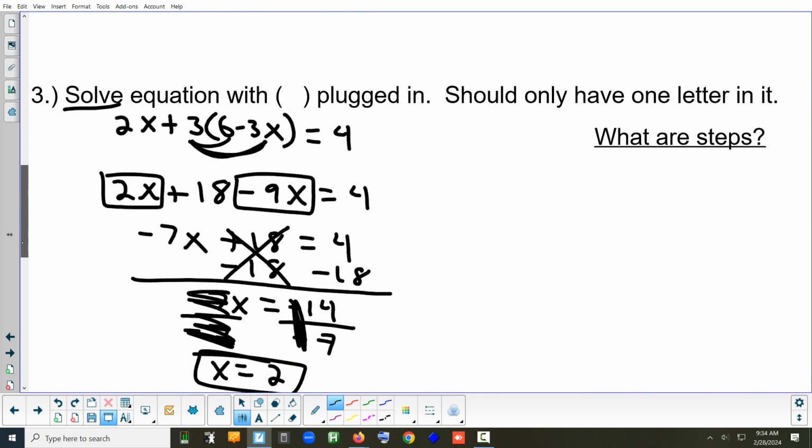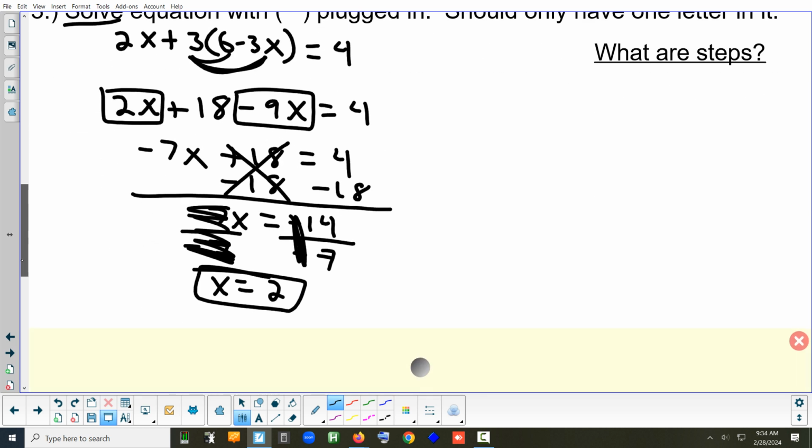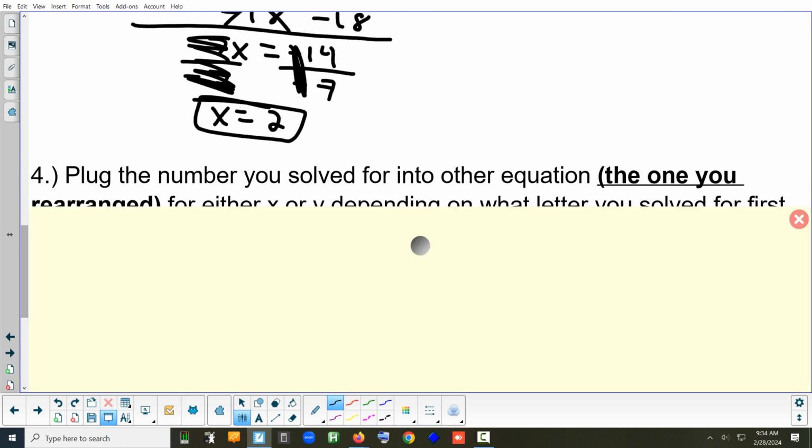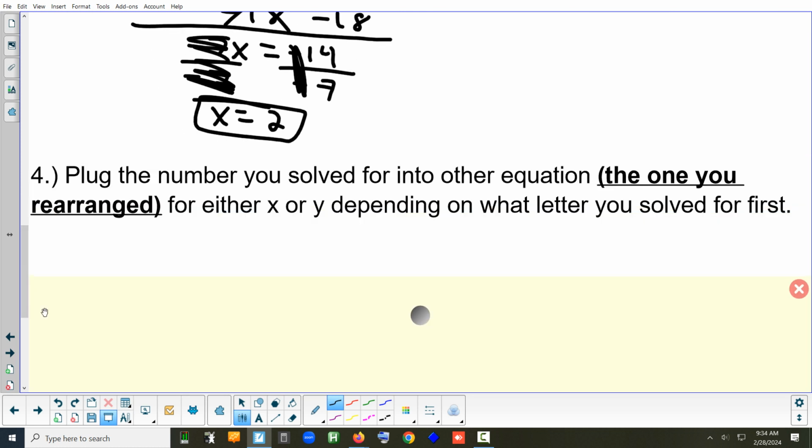Now we have x. What letter do we still need? Y, and that's the last step. So take the number that you just got and plug it back in. Which letter you plug it in for depends on which one you already solved for. We solved for x, so we're going to plug it back into x. If we had solved for y, we'd be plugging it back in to y.